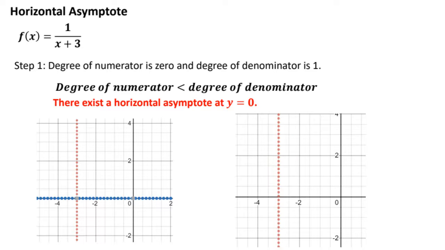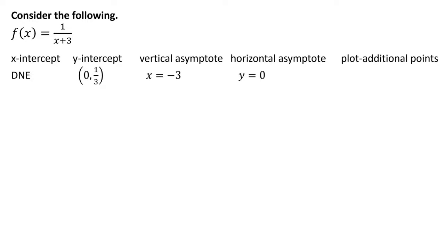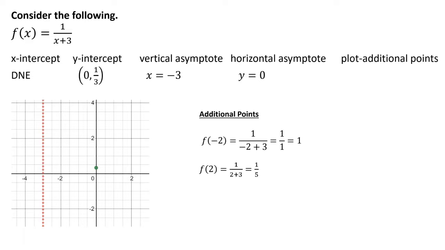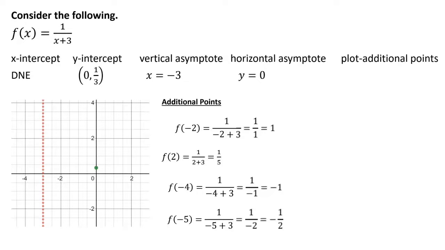So let's put things together. We have our horizontal and vertical asymptotes. We have our x-intercepts that don't exist. We do have our y-intercept. We can plot additional points if we wanted to sketch the graph on this one. By picking a few additional points, when x is equal to -2, we get y equals 1. When x is equal to +2, we get y equals 1/5.